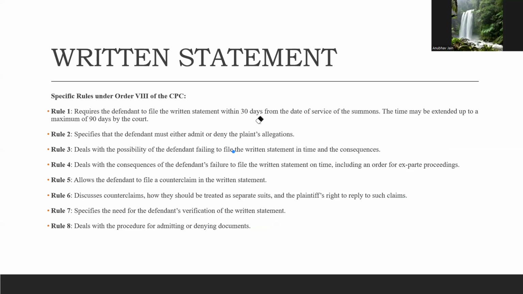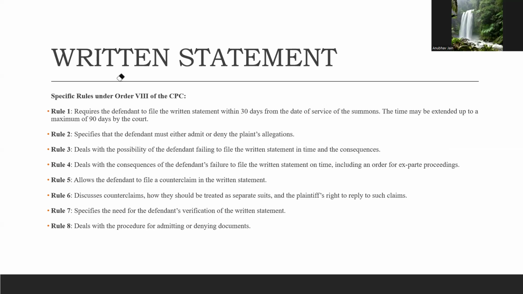What is Order 8 of the CPC? It is basically on the written statement. What it says is that the defendant is required to file a written statement within 30 days from the date of service of summons. The time may be extended up to a maximum of 90 days by the court. I have already told you about the written statement. This needs to be filed within the 30 days.